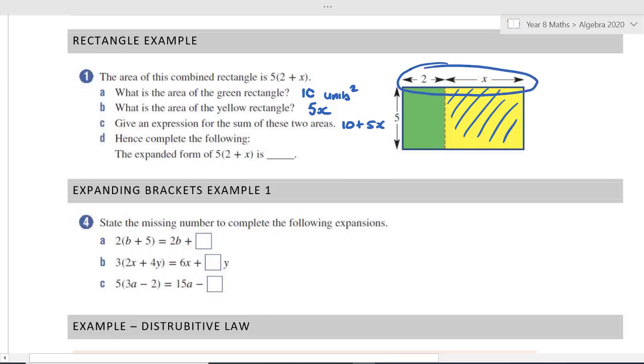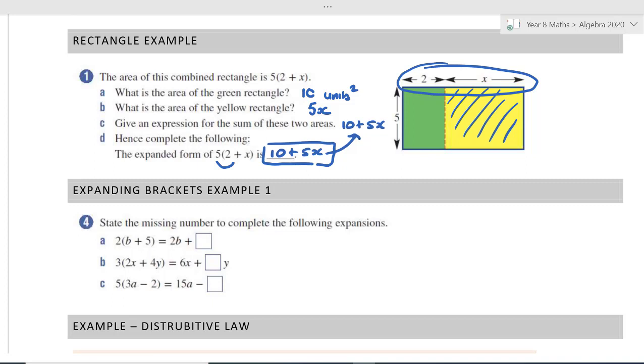Now, would you agree that if I was to have 2 plus x, I could put that in a bracket, and multiply that by 5, and it's exactly the same? What are we going to get if I expand that? 5 times 2 is 10, and 5 times x is 5x. Would you agree that that is the same as this? Yeah. Okay.